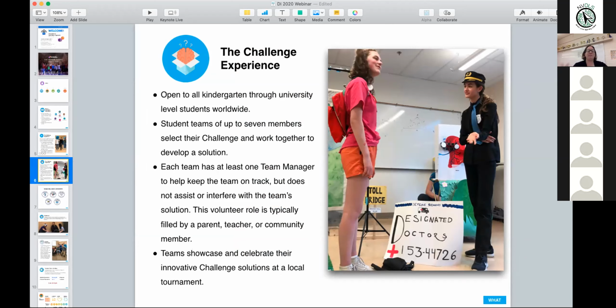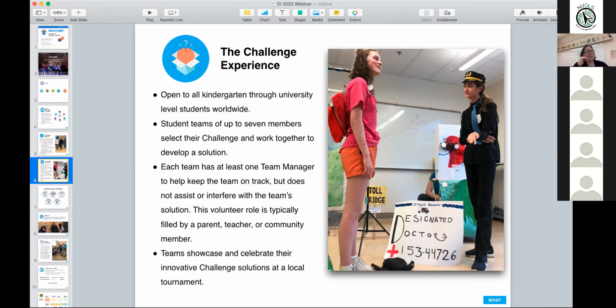Each team has a team manager, which in this case is mostly me, but Ms. Maxwell and Mr. Hughes sort of are back up on all those things to help keep the team on track. But the goal is that we can't, and we'll talk a little bit about this later on, you can't as parents either, help interfere or assist in the team solutions.